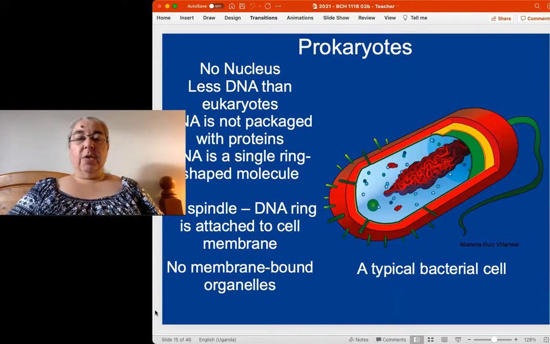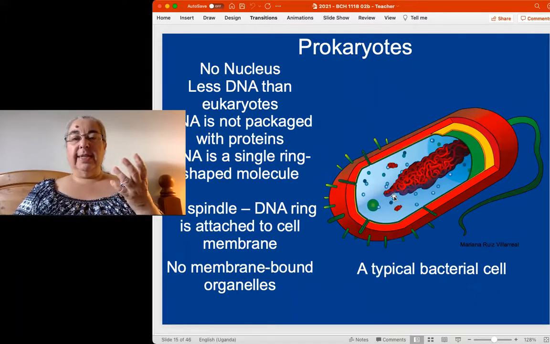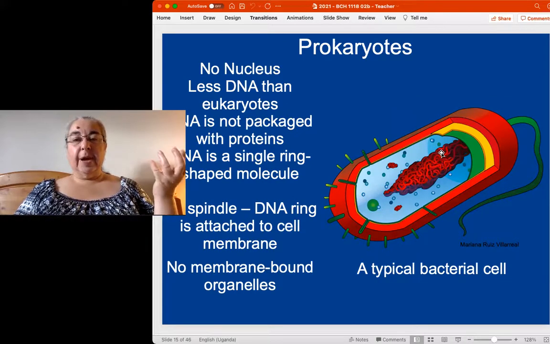Okay, so I'm going to go on now to think about cell division in prokaryotes. So remember, the big difference between eukaryotes and prokaryotes is no nucleus. But we've seen how important it is for the nucleus to be containing and separating the genetic material in eukaryotes. So prokaryotes, because they have no nucleus, they have a lot less DNA than eukaryotes.